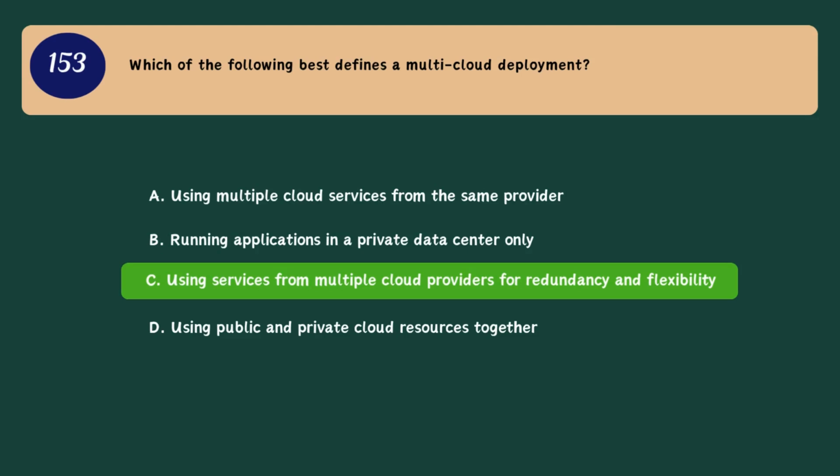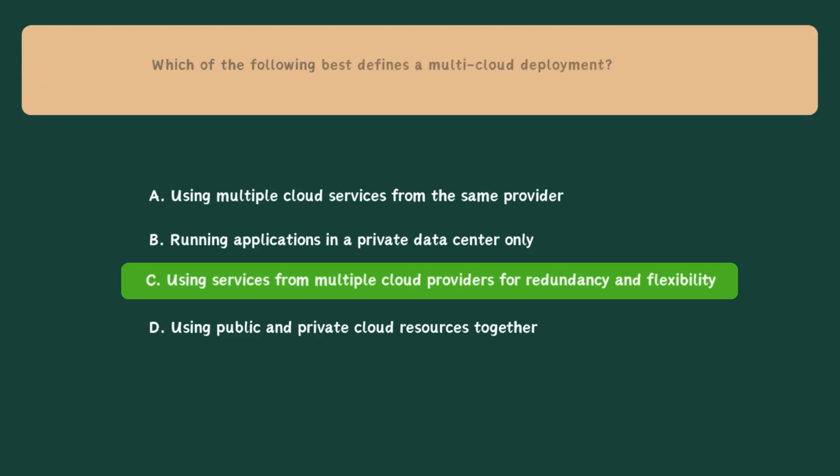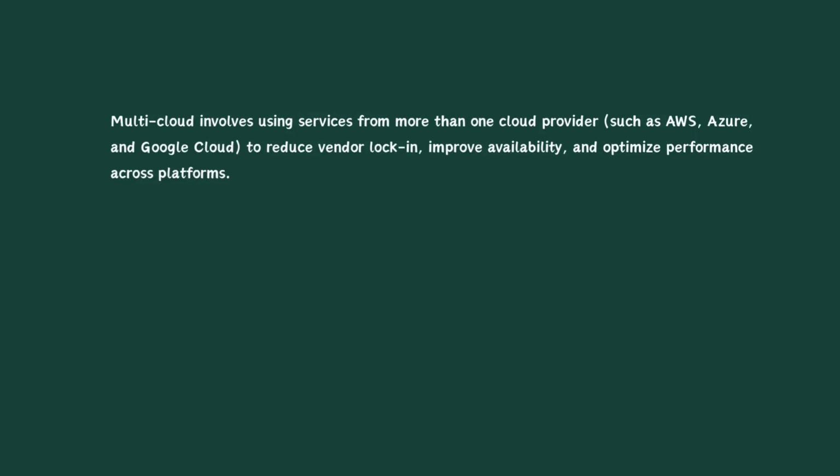Correct answer. C. Using services from multiple cloud providers for redundancy and flexibility. Multi-cloud involves using services from more than one cloud provider, such as AWS, Azure, and Google Cloud, to reduce vendor lock-in, improve availability, and optimize performance across platforms.